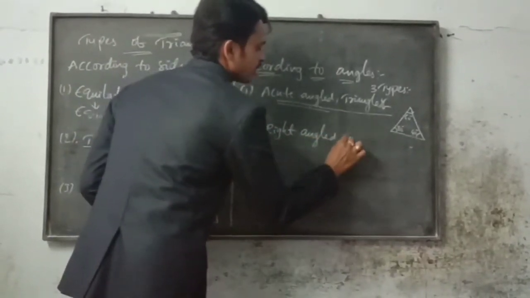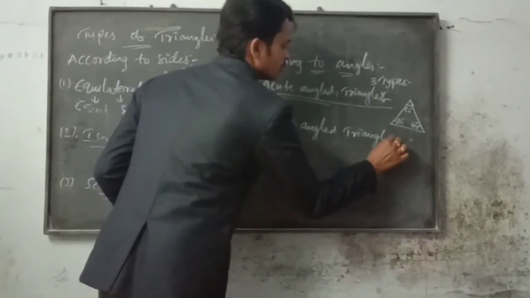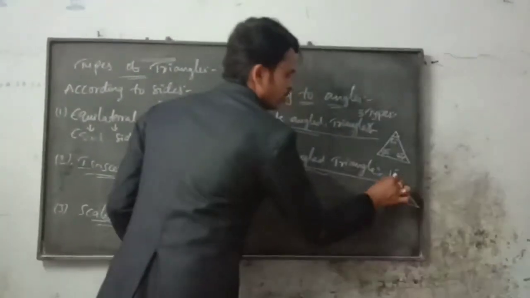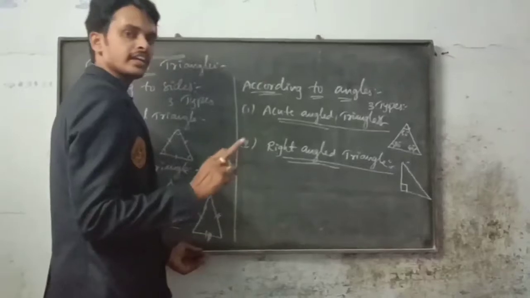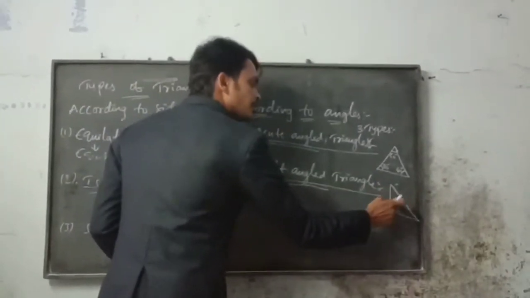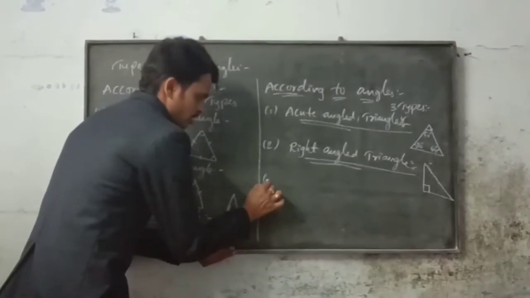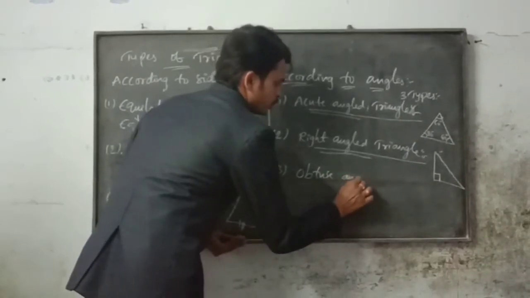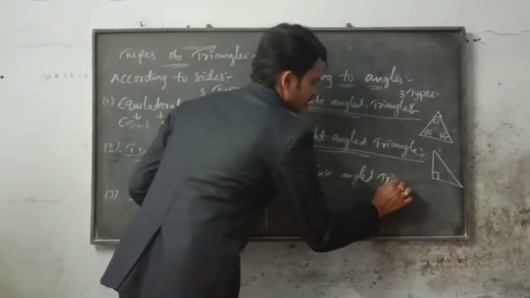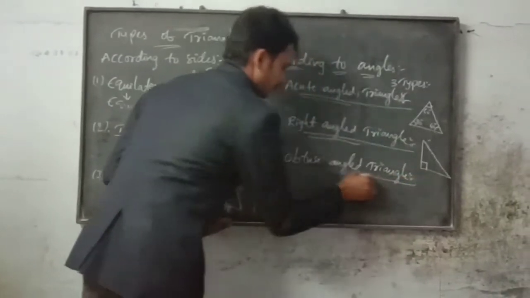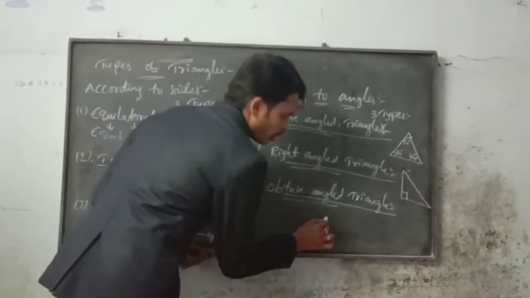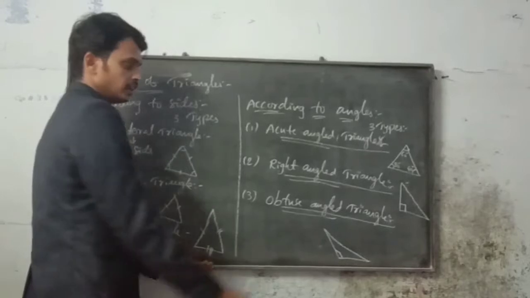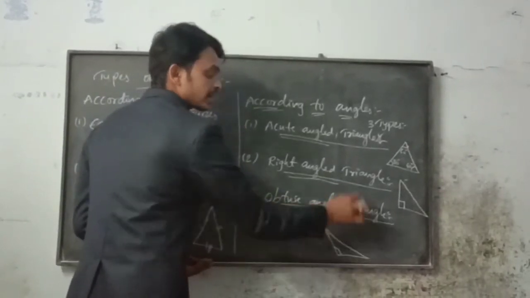Next, right angled triangle. In a triangle, if one angle is a right angle or 90 degrees, then the given triangle is said to be a right angled triangle. Next, obtuse angled triangle. In a triangle, if one angle is an obtuse angle, then the triangle is an obtuse angled triangle.